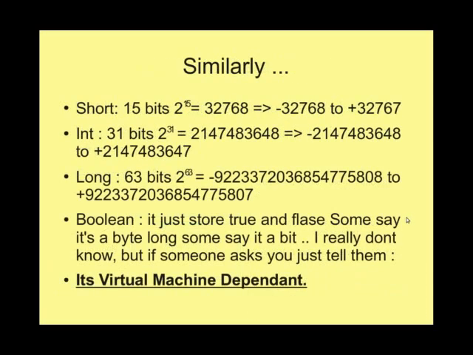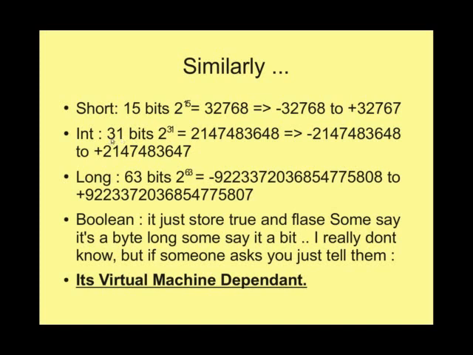Similarly, we can use the same logic and find out the ranges for every other numeric data type. So we have short, which is 16 bits, because short is of 2 bytes, which means 16 bits, and 1 bit is for the sign, so we are left with 15 bits, and 2 to the power of 15 is 32768, and that becomes negative 32768 to positive 32767, and not 32768, because one position is for the 0.